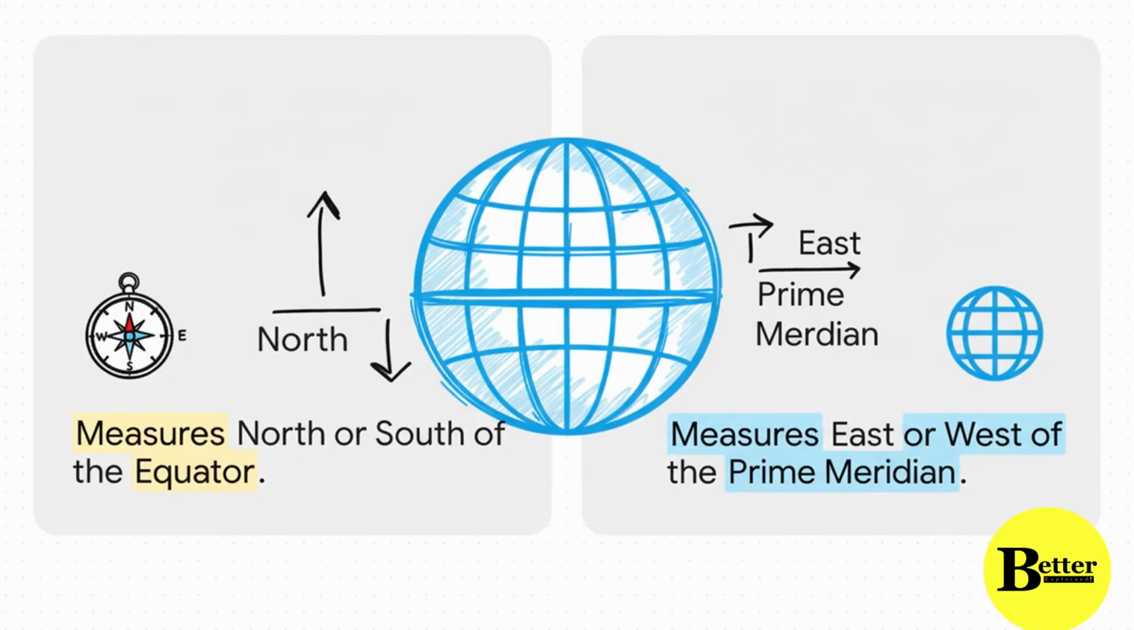So here's the big takeaway. It all boils down to two things. We've got latitude, which tells us how far north or south we are from the equator, and we've got longitude, which tells us how far east or west we are from the prime meridian. Put them together, and boom, you've got a unique address for any spot on the planet.